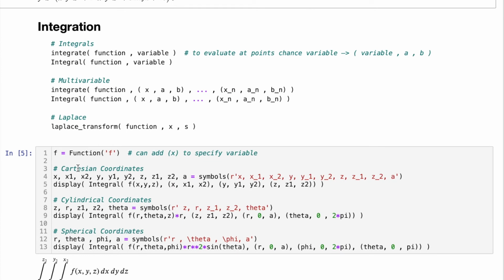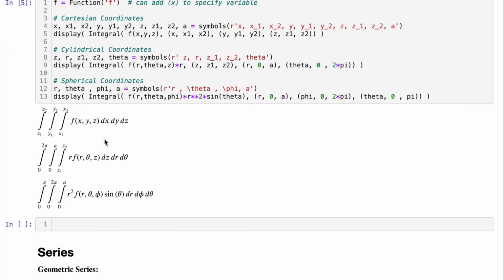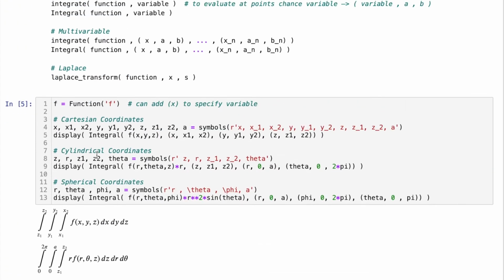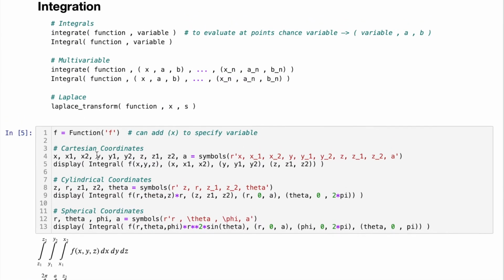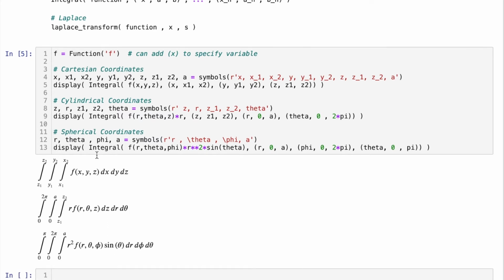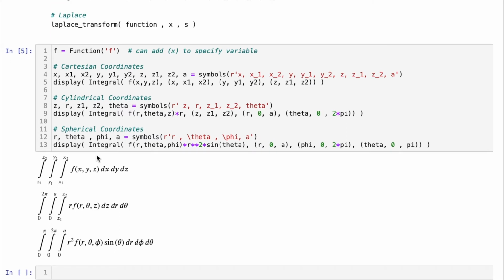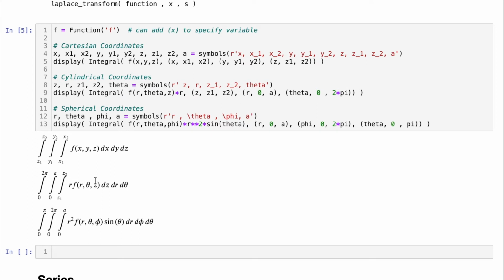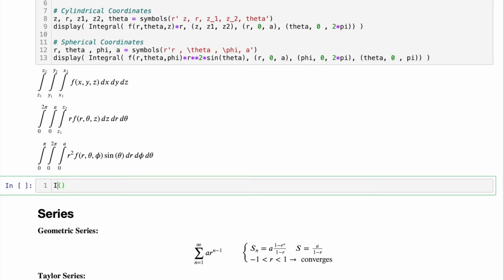So if you're comfortable, you can just take this and move right along, but we're going to be doing some fun stuff ourselves. So let me leave this here for a second. And here are basically your Cartesian, cylindrical, and spherical basic integrations. So you want to just use this. I use it all the time. It's very helpful.